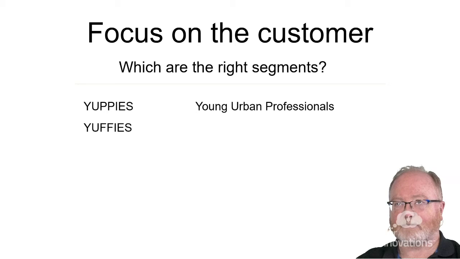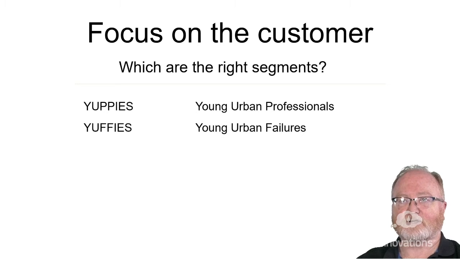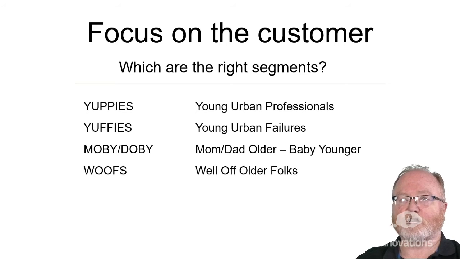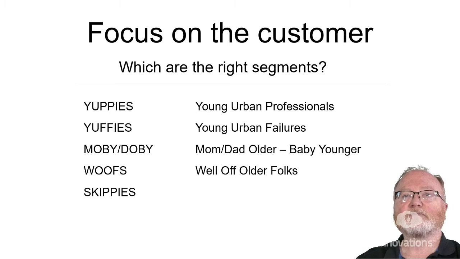So who's a yuppie? A yuppie is young urban failures. It tends to be people who have tried to live the professional lifestyle, outstrip their income means, and need to step back and do a restart. Mobies and Dobies: mom, dad, older, baby, younger. This is a customer segment of people who wait later in life before they start their families. Woofs, these are well-off older folks. Most disposable income and most house ownership is held by people over the age of 55.